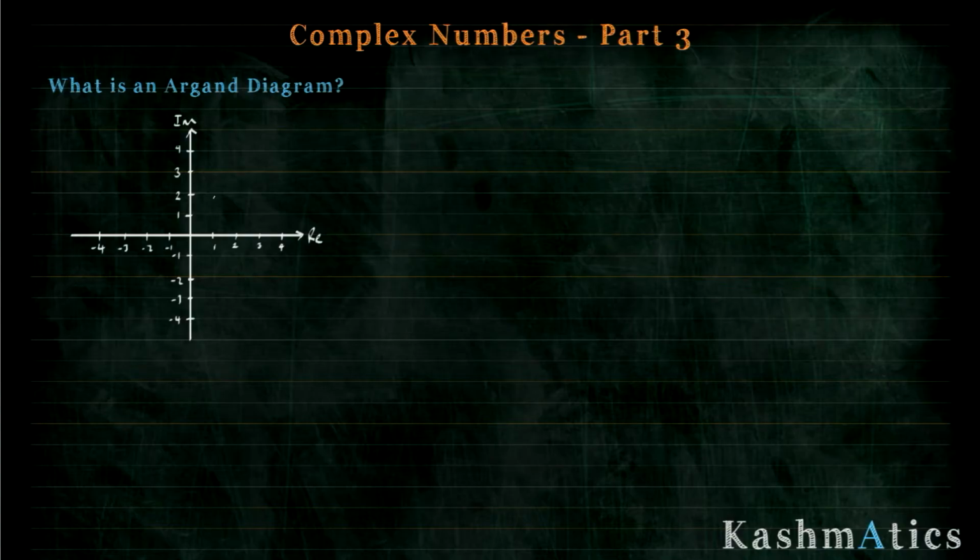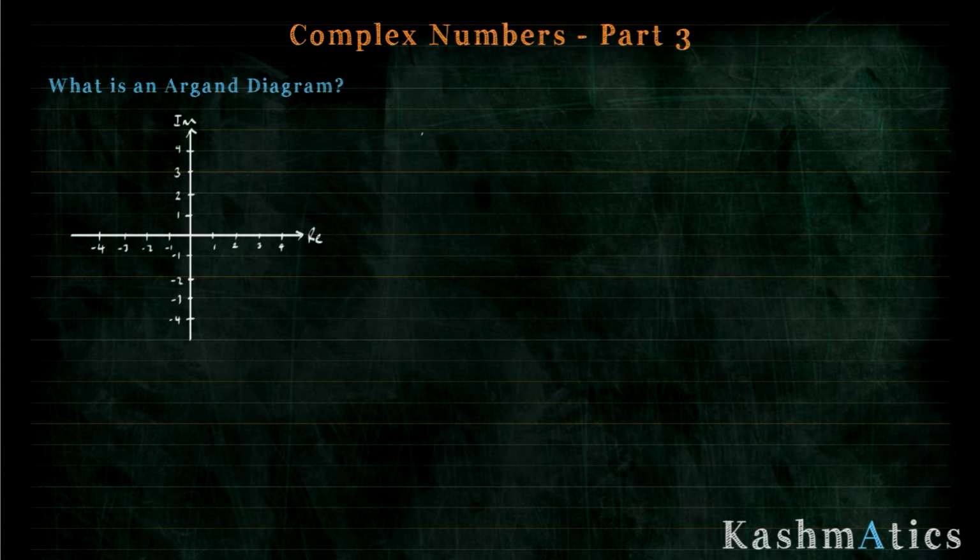The first thing I'm going to explain is what an Argand diagram is. If you remember from the last two videos, a complex number is made up of two bits. It's got a real part and an imaginary part. So you can't actually show it on a one-dimensional number line. You need a two-dimensional space to show it because it's got two parts to it.